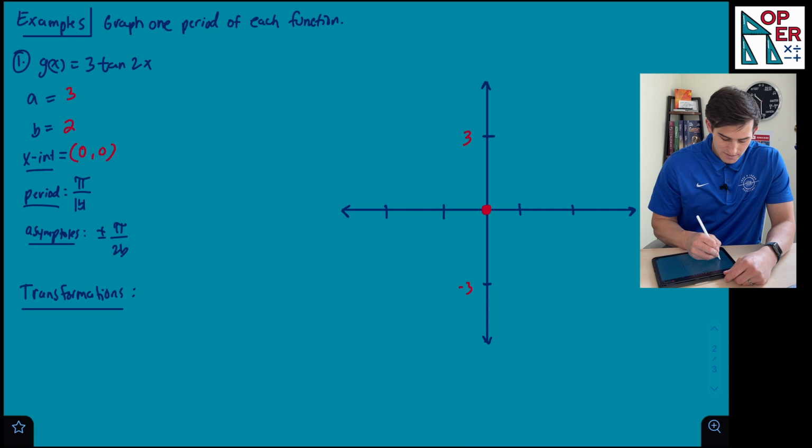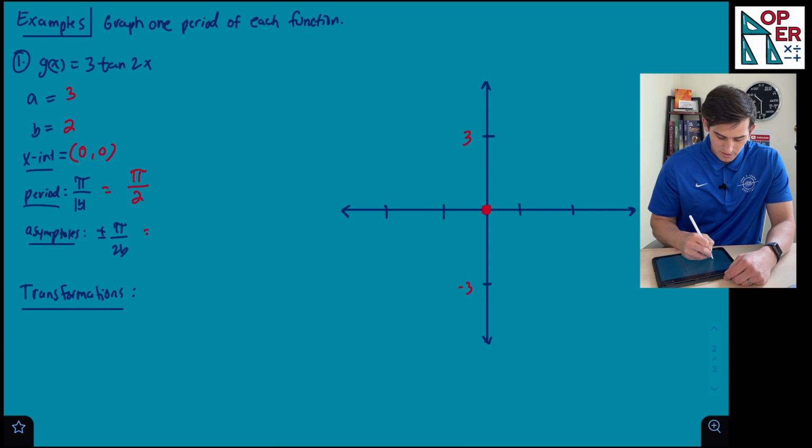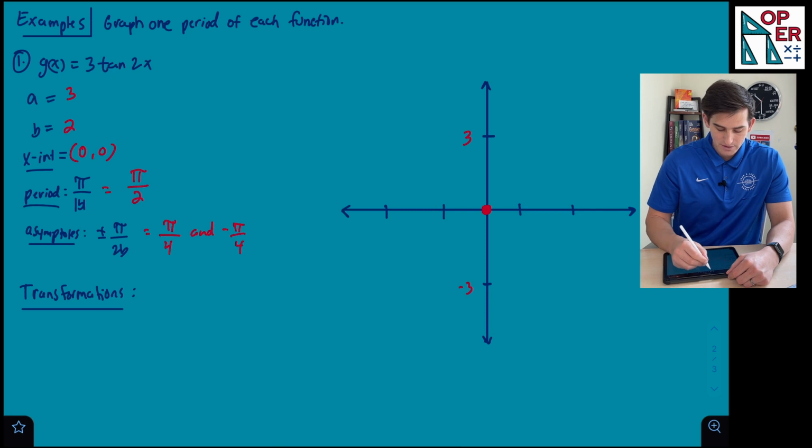So the period is pi over the absolute value of b, so the period is going to be pi over 2. And our asymptotes are going to be located at positive and negative pi over 2b. So this is going to be pi over 2 times 2, so pi over 4, and also negative pi over 4. So let me draw those in there.